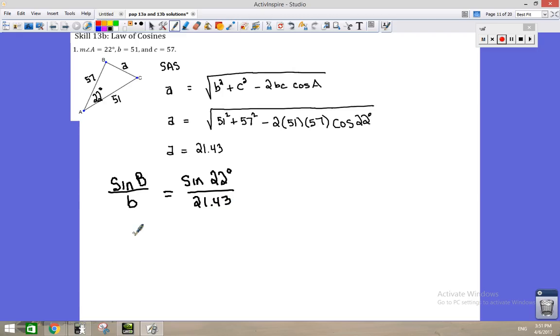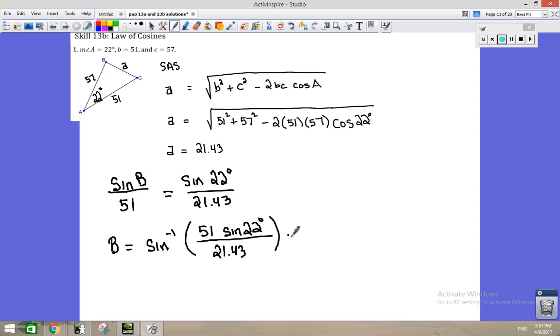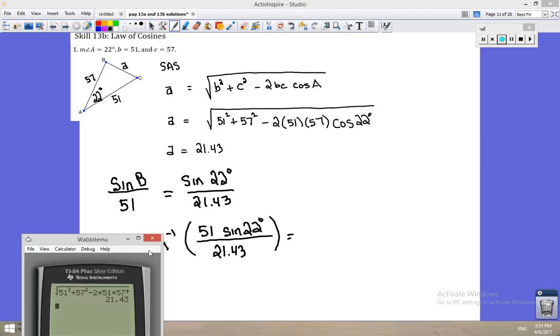All right. So, well, wait a minute. Why did that say B, when I knew this was supposed to be 51? It was given. Sorry about that. So I can jump to the calculator and take the inverse sine of this ratio, 51 times the sine of 22 divided by 21.43. So let's see what that angle is.